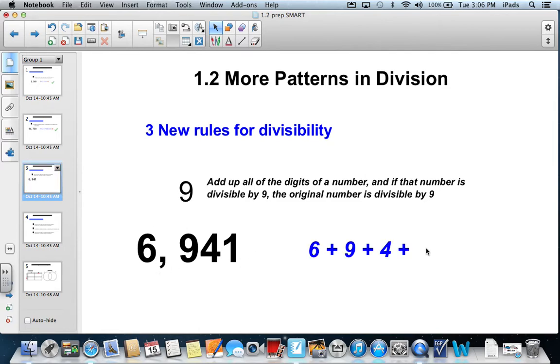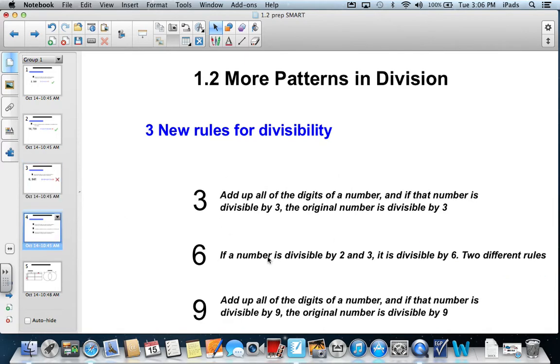6,941. If you add those digits together, 6 plus 9 plus 4 plus 1. 6 plus 9 is 15, plus 4 is 19, plus 1 is 20. Is 20 divisible by 9? No, it's not. So therefore, 6,941 is not divisible by 9. If you had a number that was 2 smaller, if this was 18, then yes, it would have been.